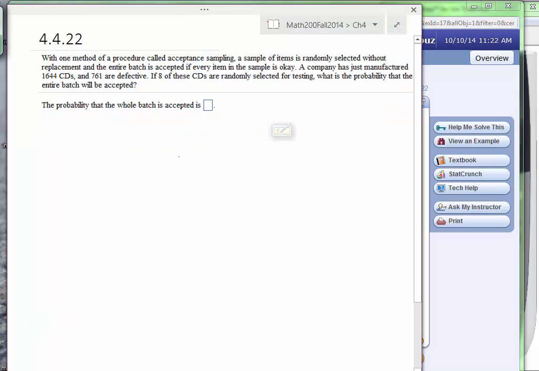So let's see how we can approach this problem. We have information about the total and number of defectives, so we can find the probability that out of all those total we select a defective CD. So let's call this the probability of D, where D is defective, and this would be 761 divided by 1644.